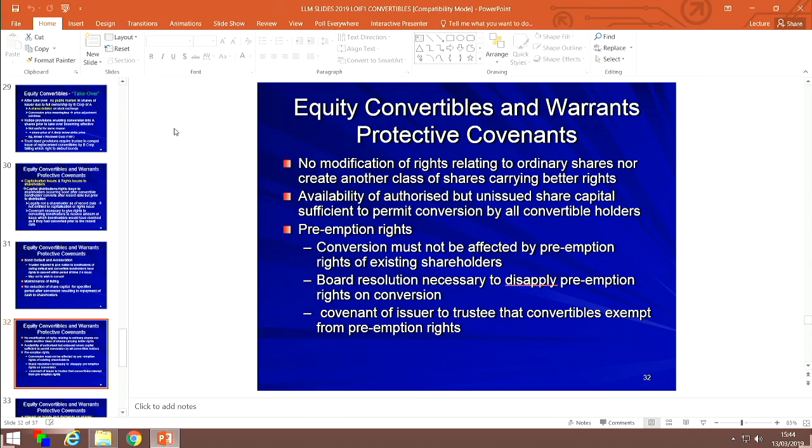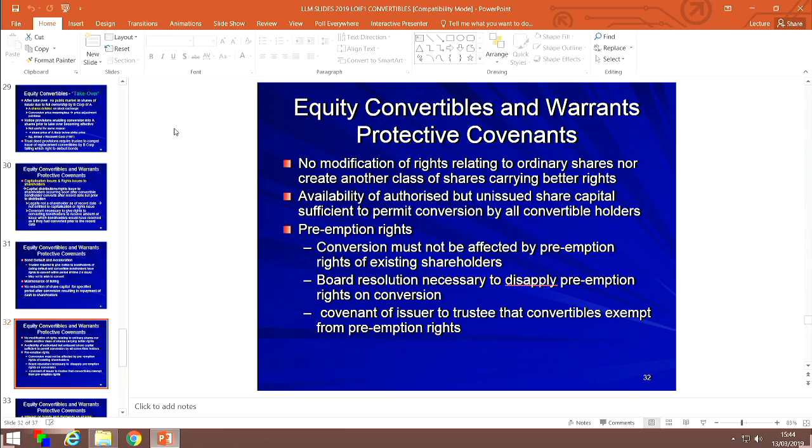Therefore, there is always a provision in the bond instrument which provides that there will be a board resolution disapplying preemption rights applicable to the shares which are issued on the conversion of the bonds, so that converting bondholders can receive the shares without being subject to a first call by the existing shareholders by way of preemption rights.